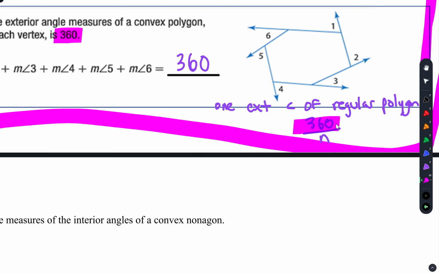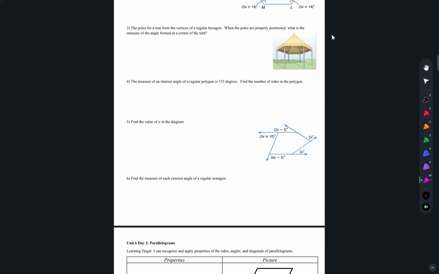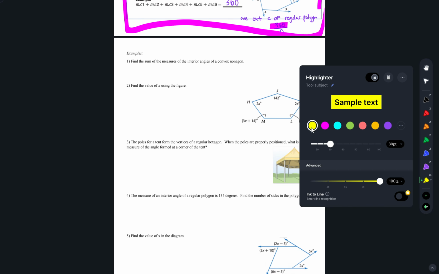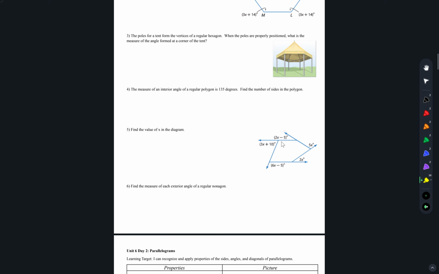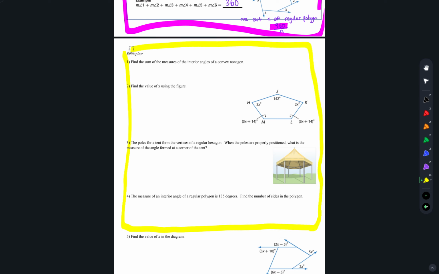Okay, any questions on this? Flip it over. For the most part, for these examples, we're going to talk about interior angles. So let's first focus on these first 4 questions, which are all about interior. So think about your interior formula. Our interior formula is the one that's a little bit more complicated. We have to do 180 times n minus 2, or n minus 2 times 180.